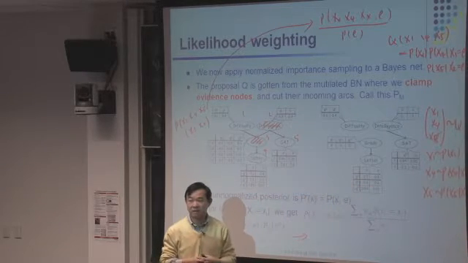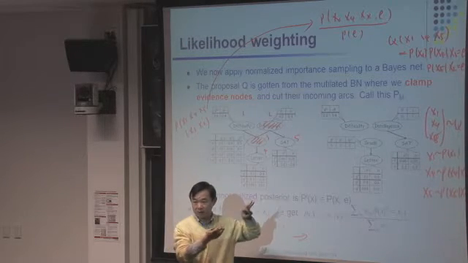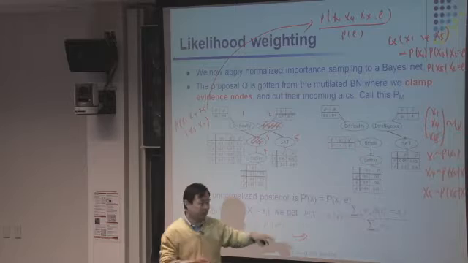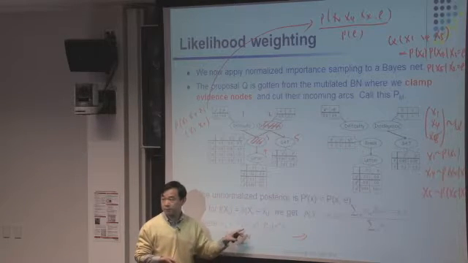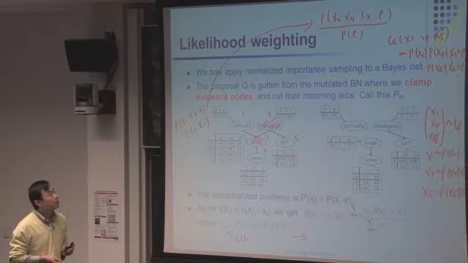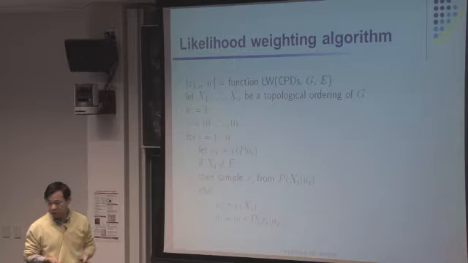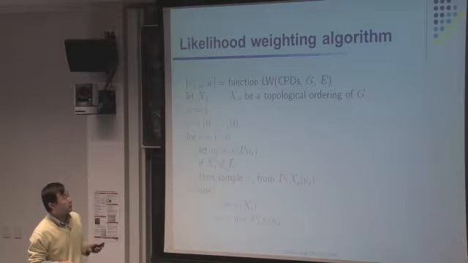Of course, these samples shouldn't be weighted the same as the samples you generated in the earlier approach. That's why you need this reweighting scheme as well. But still, you have a much more effective use of the samples. All right, so this is the pseudocode to perform the likelihood weighting algorithm.